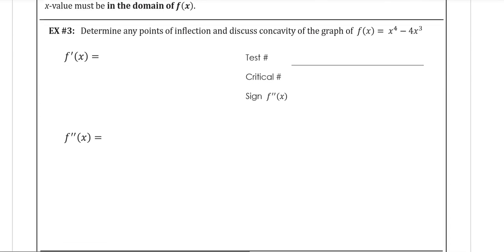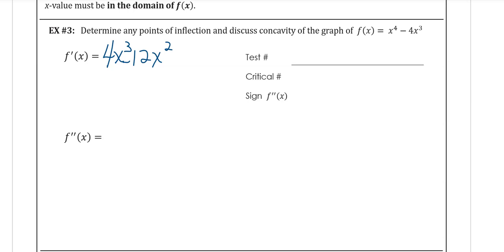Okay, so example 3. Determine any points of inflection and discuss the concavity of the graph of f of x equals x to the fourth minus 4x to the third. Okay, so we've got to take the first derivative. So we get 4x to the third minus 12x squared.